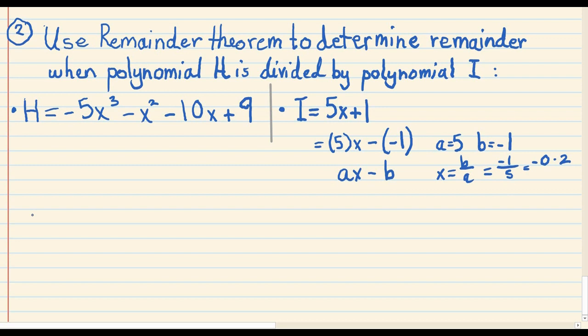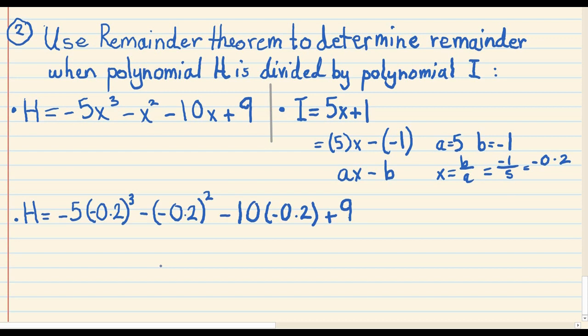Then it's just the final step where you substitute this value of x into the polynomial h. This is what it looks like, and when you type this into your calculator, you get 11, and that gives you the remainder you're looking for.